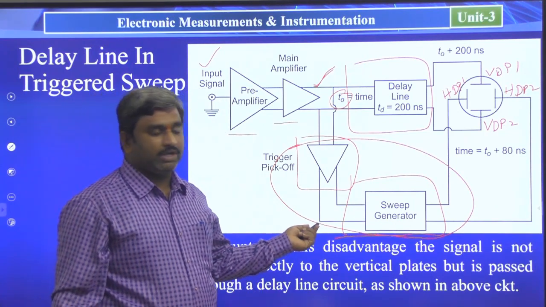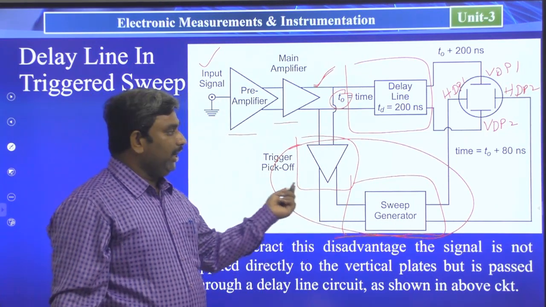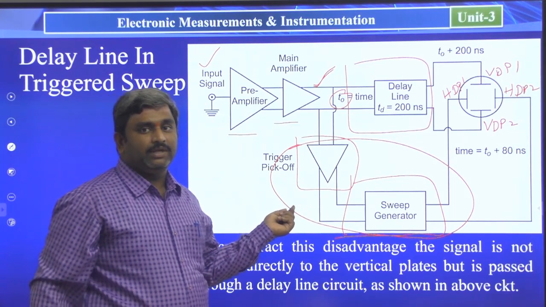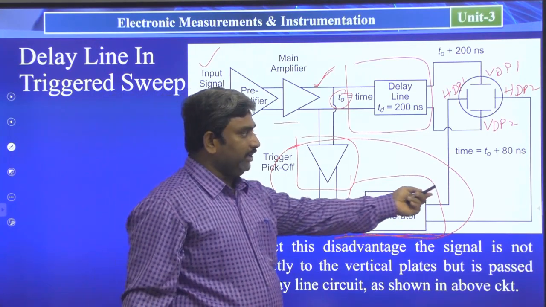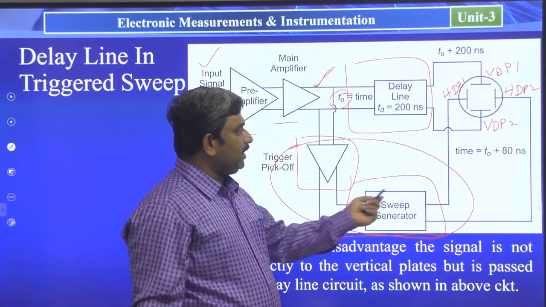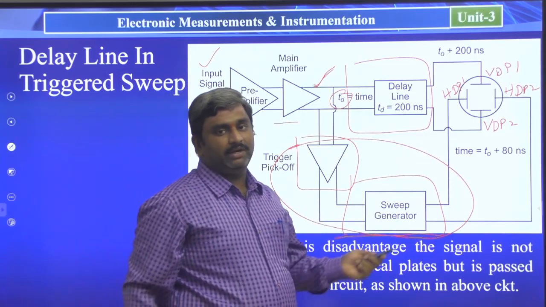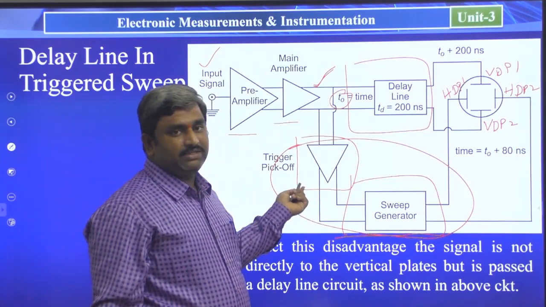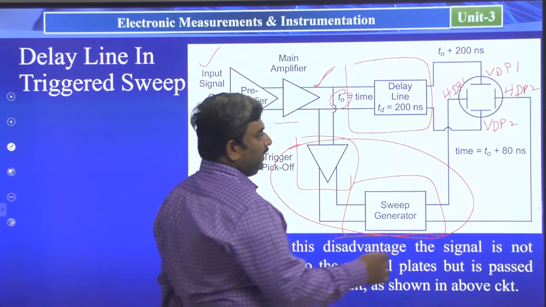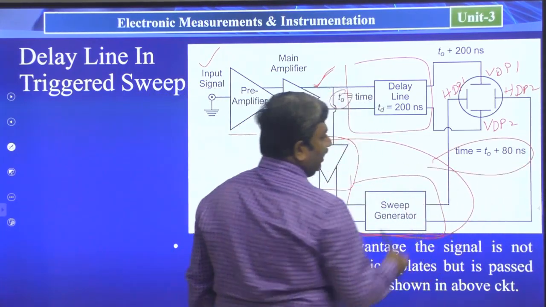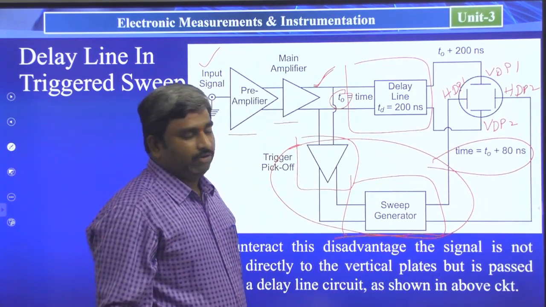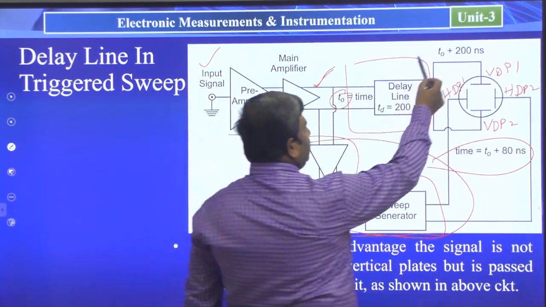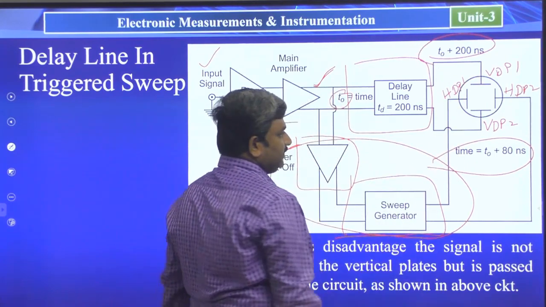So this trigger circuit and sweep generator circuit will collectively take some time. The time I have represented here is the time it is consuming. Nearly it will consume maybe 100 nanoseconds or 120 nanoseconds. And additionally I am providing some time, T0 plus 80 nanoseconds. So this is time T0 with 200 nanoseconds.